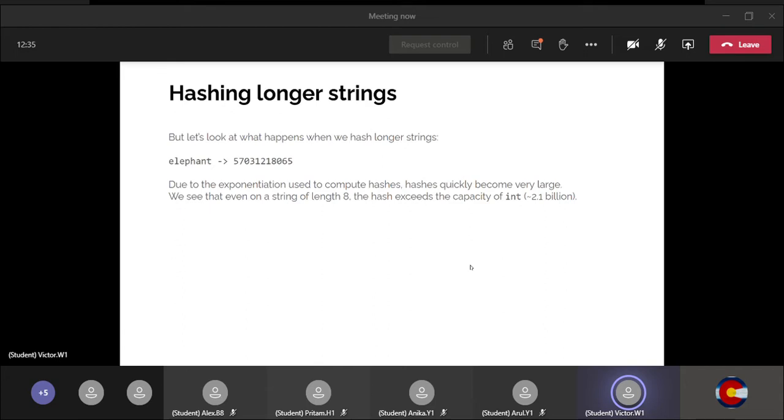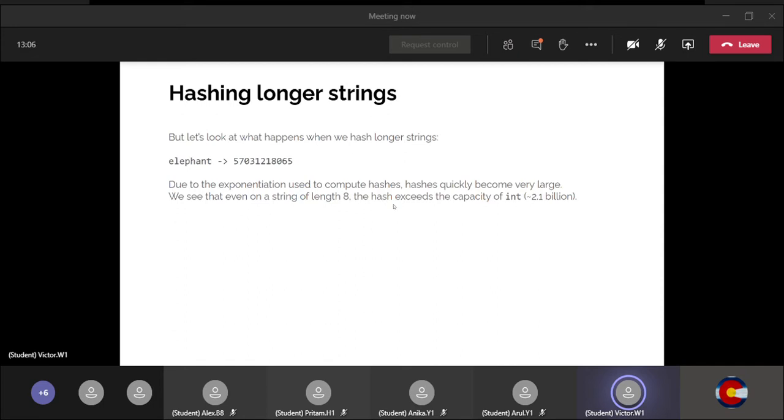Let's look at what happens when we hash longer strings, like elephant. I've just computed the hash for you. It's going to be this number. We see that this is quite large, and it does not fit into 2.1 billion, which is the largest value an int can store. And this is only length 8. It's because of the exponentiation in the hash: you have 27, or whatever base you use, to the power of the length. So that quickly grows very large.